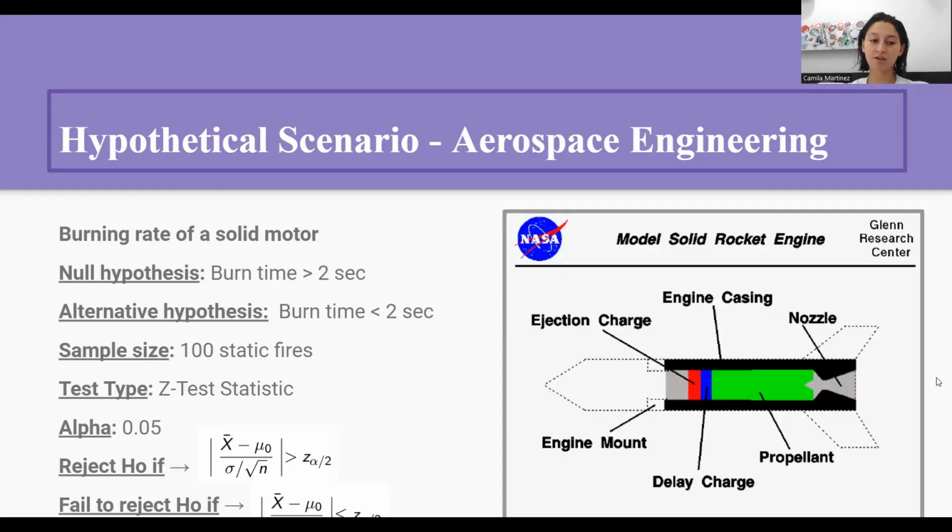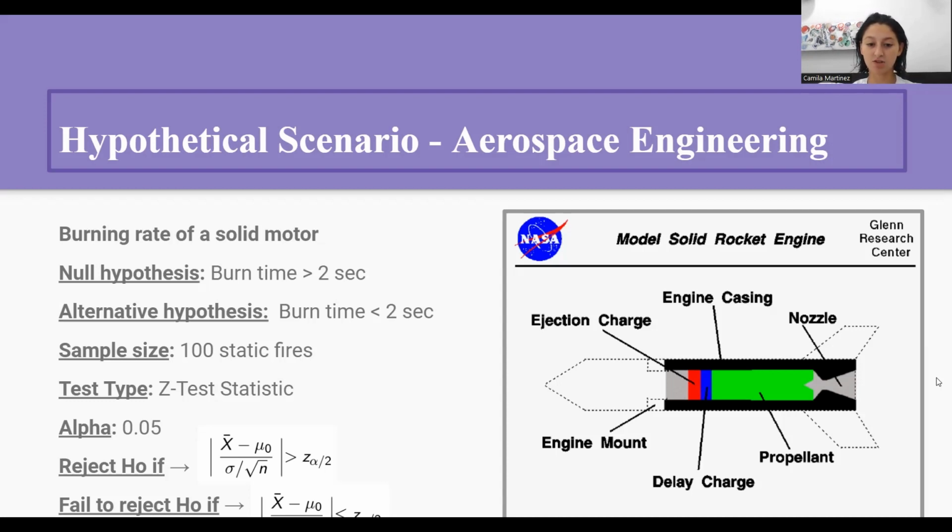For our third hypothetical scenario, we have aerospace engineering. Suppose you're in the aerospace engineering field and you're in charge of finding the burn time of your company's solid motor. To properly categorize a rocket motor by its impulse, the product of its thrust time duration over its burn time, you must find the mean value of the burn time of your product.